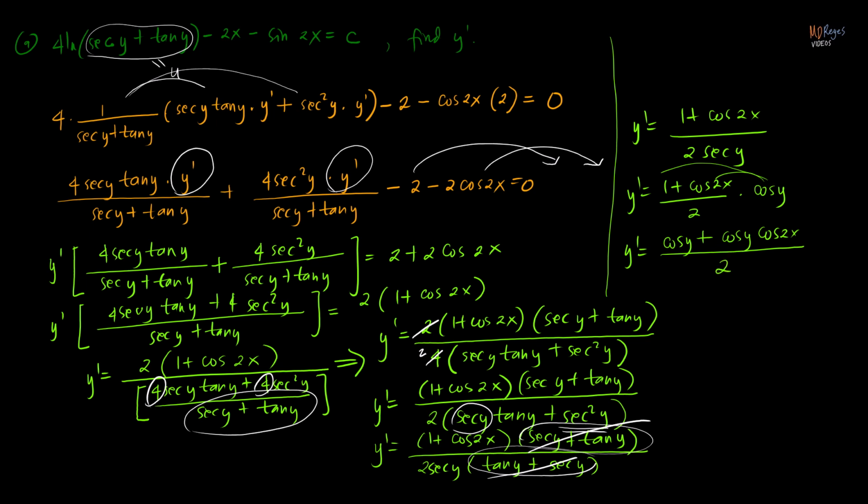Okay, so we can just write our derivative in this form. This is y prime. Or you may write the derivative by factoring out cosine of y from both terms in the numerator. It's just the same thing in factored form, okay? This is y prime, the derivative of y with respect to x.